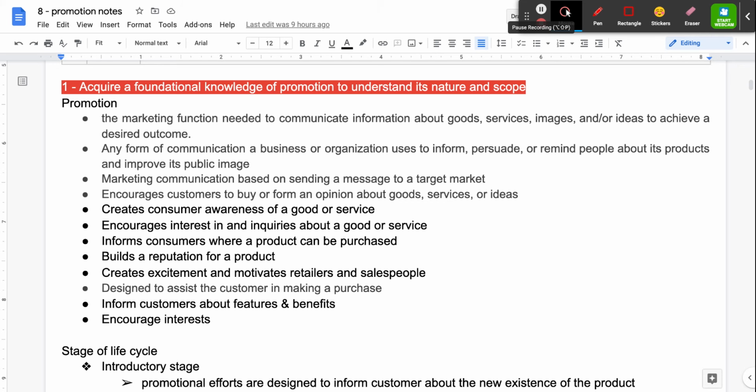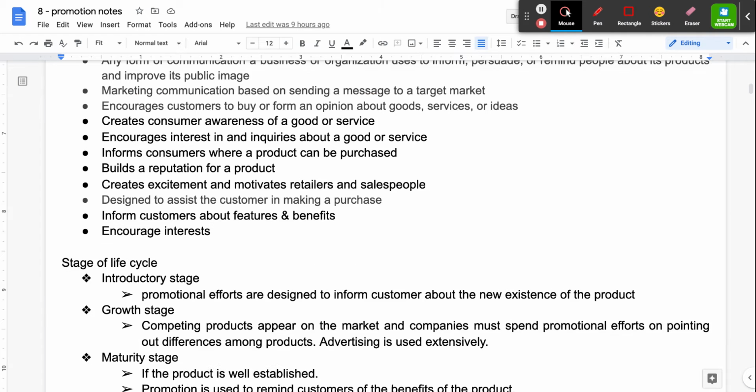All right, so finishing our unit on the beginnings, acquire foundational knowledge of promotion to understand its nature and scope. So we talked about promotion and just the main thing to take away from that, we're just trying to communicate whatever it is across to our target market. We talked about that could be a politician talking to potential voters, could be a business talking about a new product they have, just any type of message that you're trying to send out to your customers about who you are, what you do, or something about you.